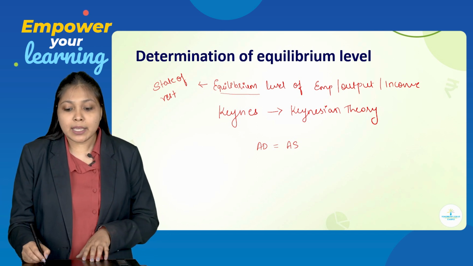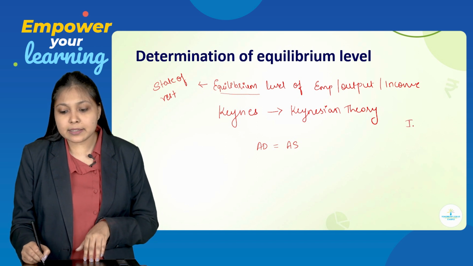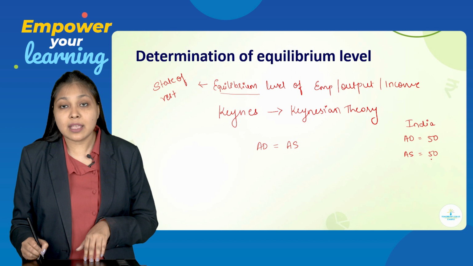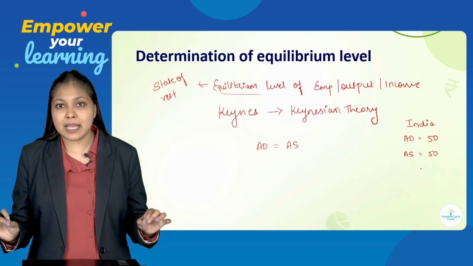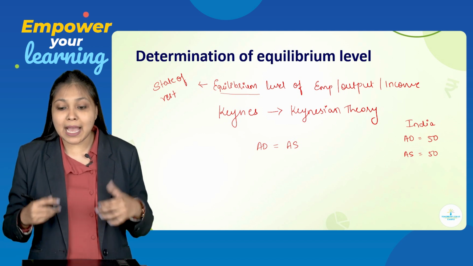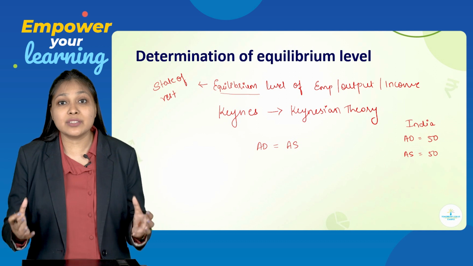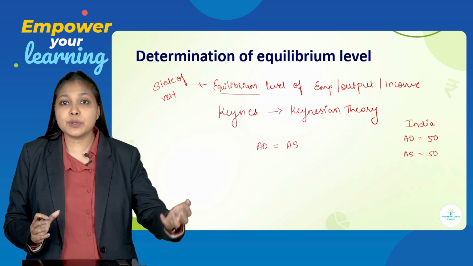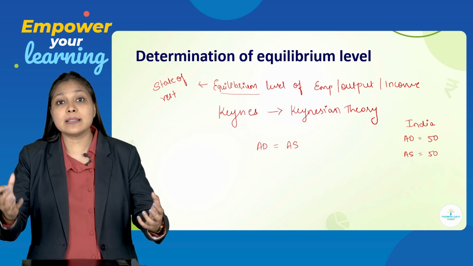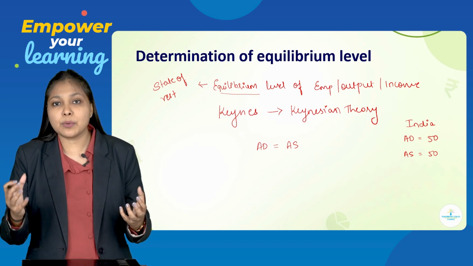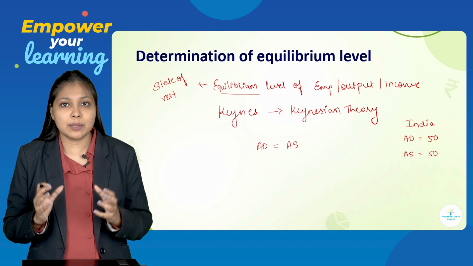So, for example, in an economy, let us consider our Indian economy. Aggregate demand is for 50 units and aggregate supply is also for 50 units. That means demand is equal to supply. Aggregate demand is equal to aggregate supply. At this point of time, I would say, or economy will say, that our country is at equilibrium position. The quantity demanded by the four sectors of the economy is equal to the quantity supplied by the producers of the economy. So, at this point of time, our AD is equal to AS. That means our economy is at equilibrium position.